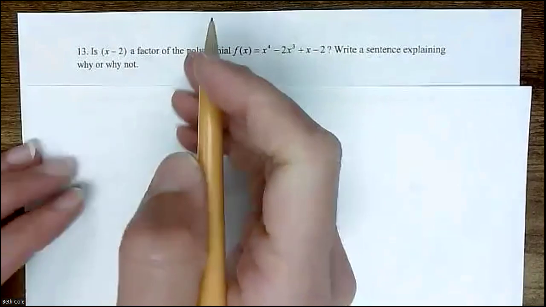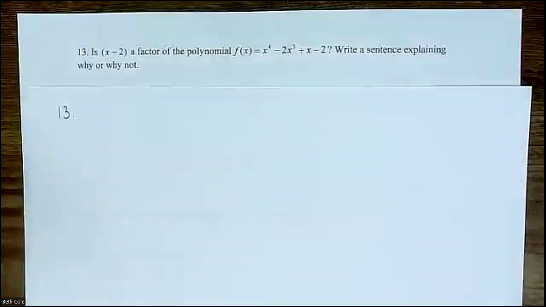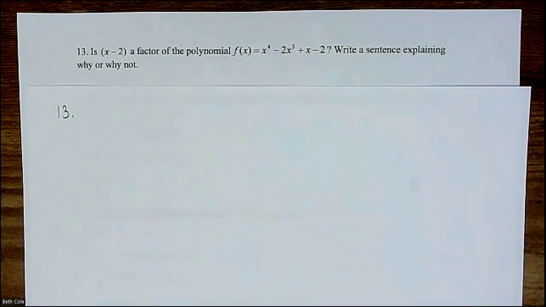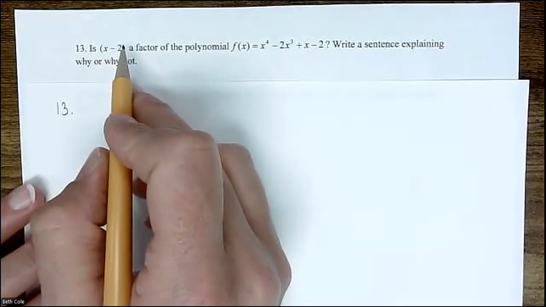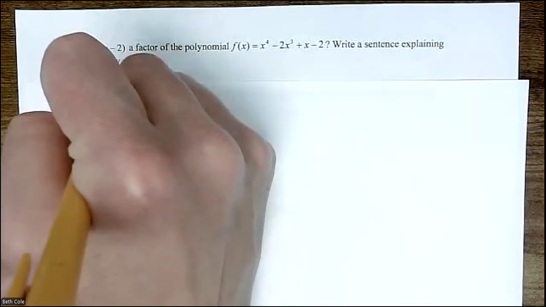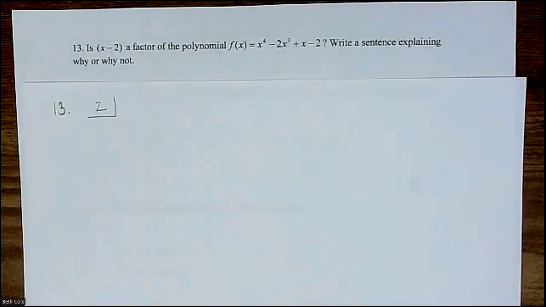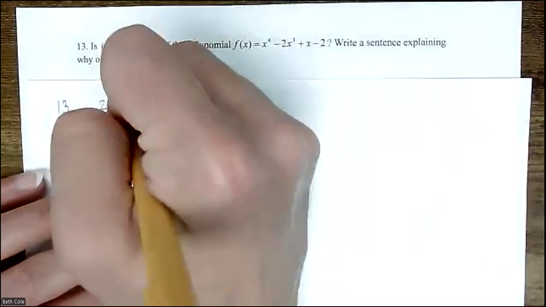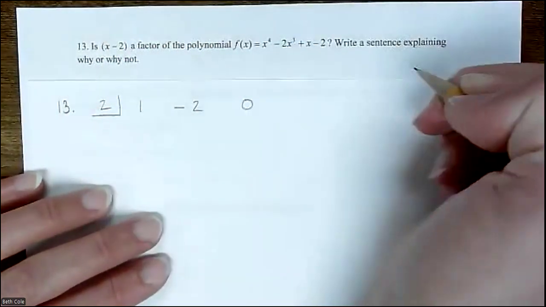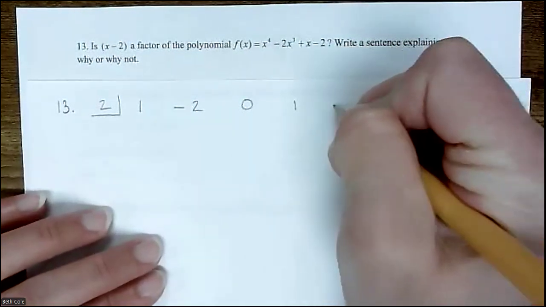So is this a factor? Let's call this 13 on your scratch paper so you know what's going on. What number is going to go in the little box off to the side? Close. 2. And then check your countdown. Do I need a 0 somewhere? Yeah. What is missing? The squares, the 2's. Okay, so we're going to have 1, -2, 0, 1, -2.